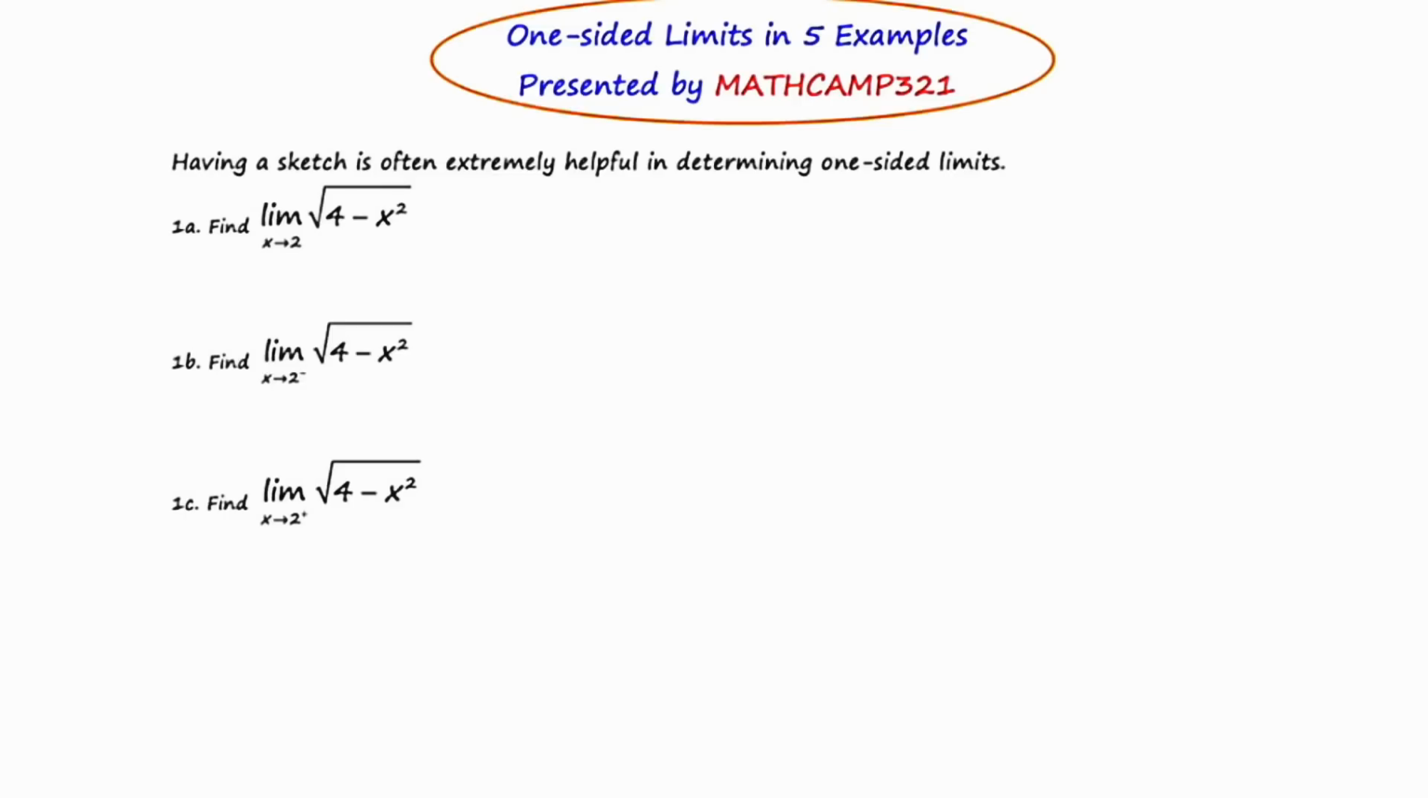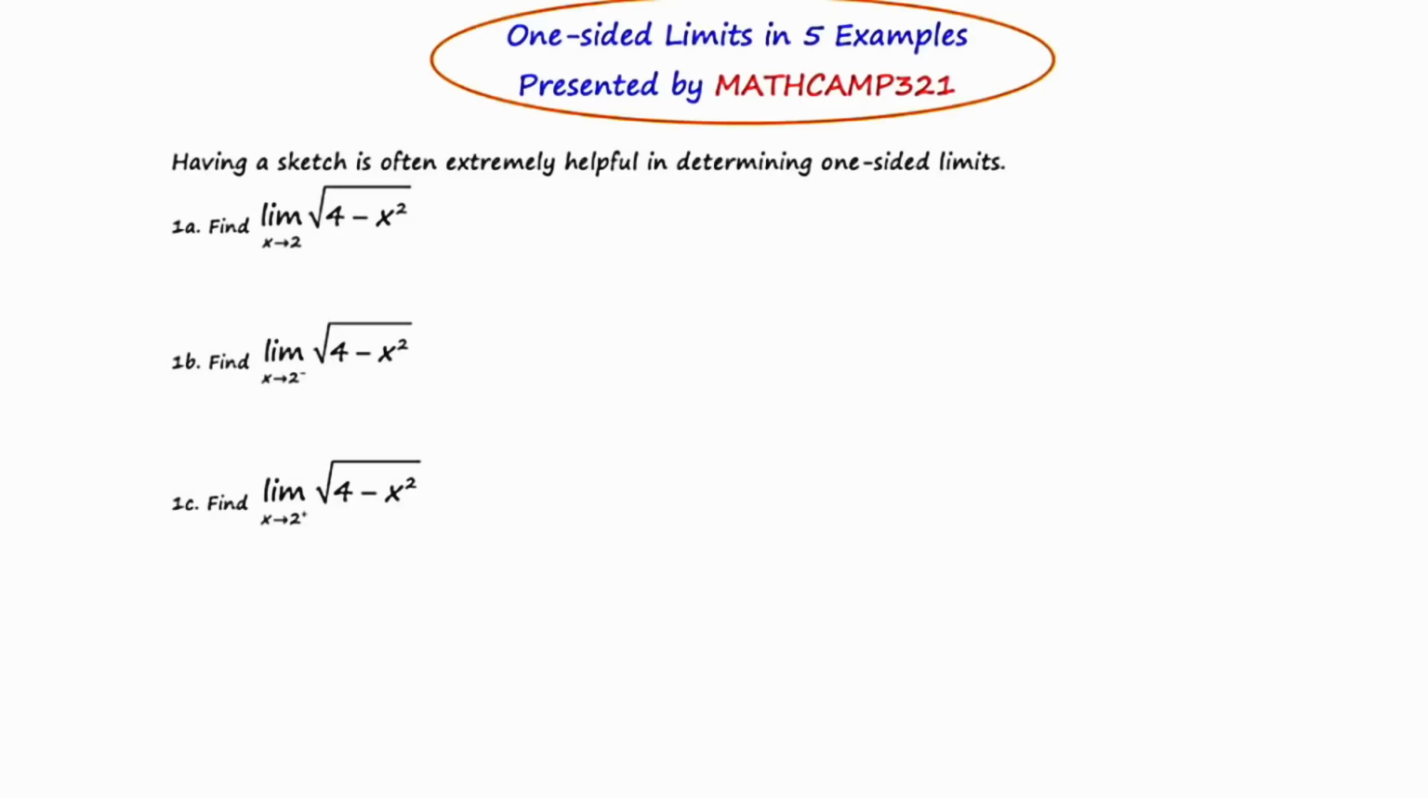One-sided limits in 5 examples. My biggest strategy for dealing with questions of this type is to have a sketch available if possible. If you'll notice 1a, 1b, 1c, they all deal with the same function. So before I even look at that question, I want to get a quick sketch of what that is.